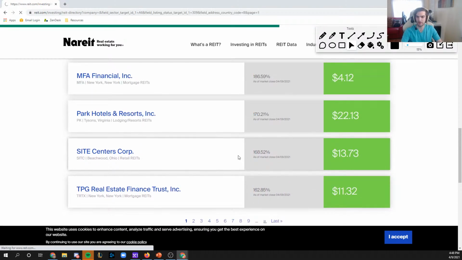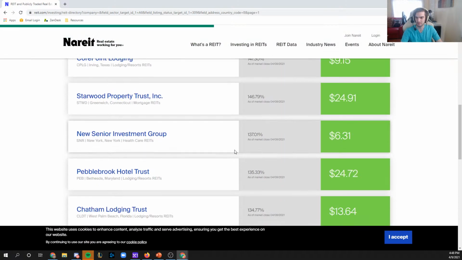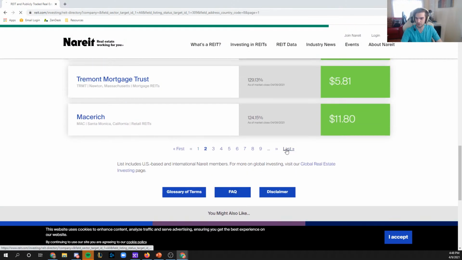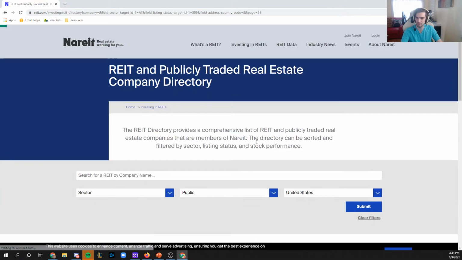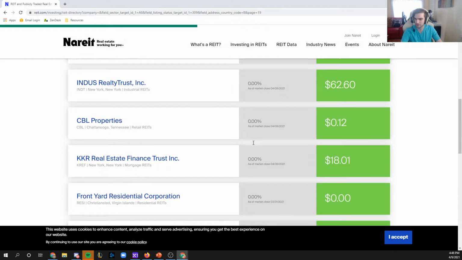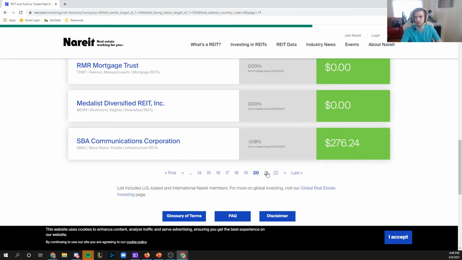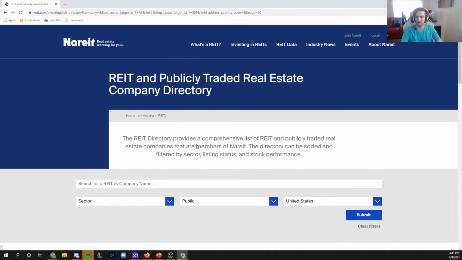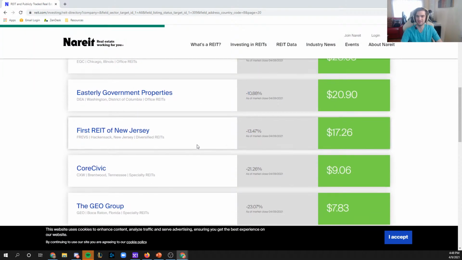But on the far end of things, let's see what happens if we go to last. Because it seems like these are ordered in terms of return. Hey, I don't want NA. I want to see some other numbers. Show me numbers. 0%? Okay. So there are some REITs that don't make money.